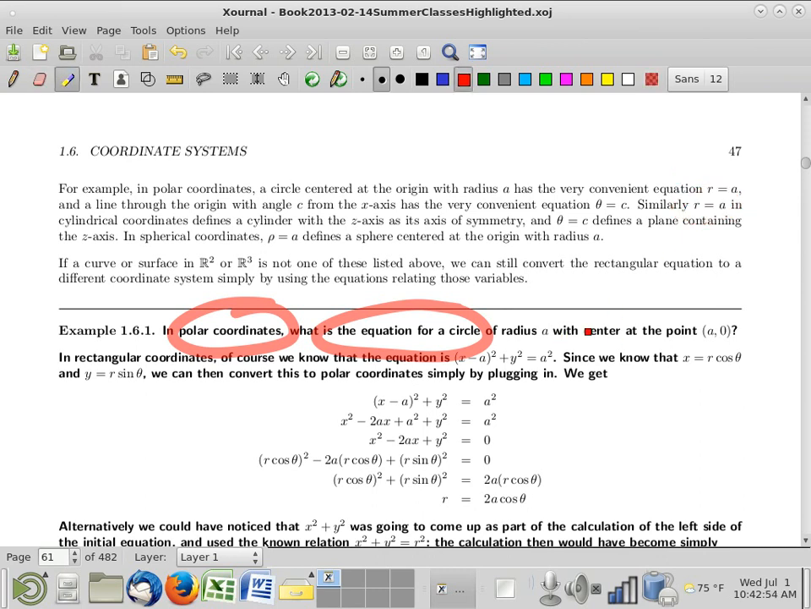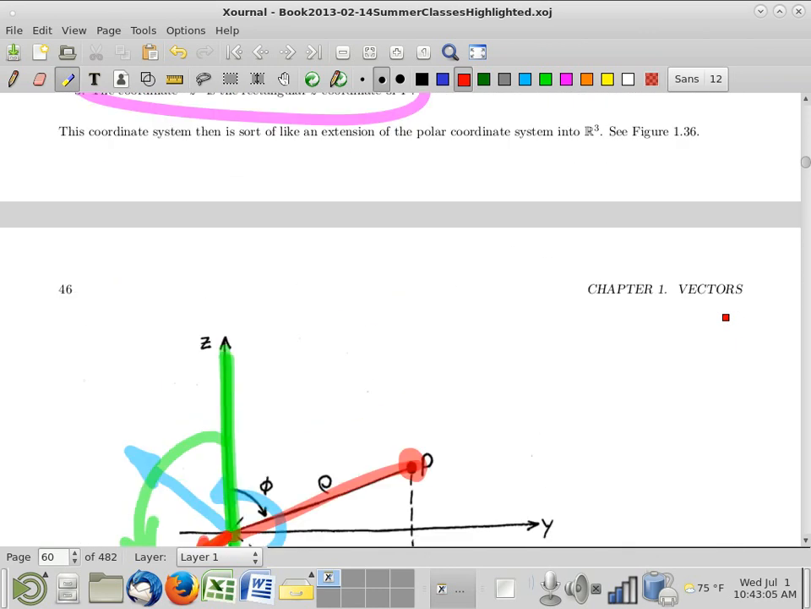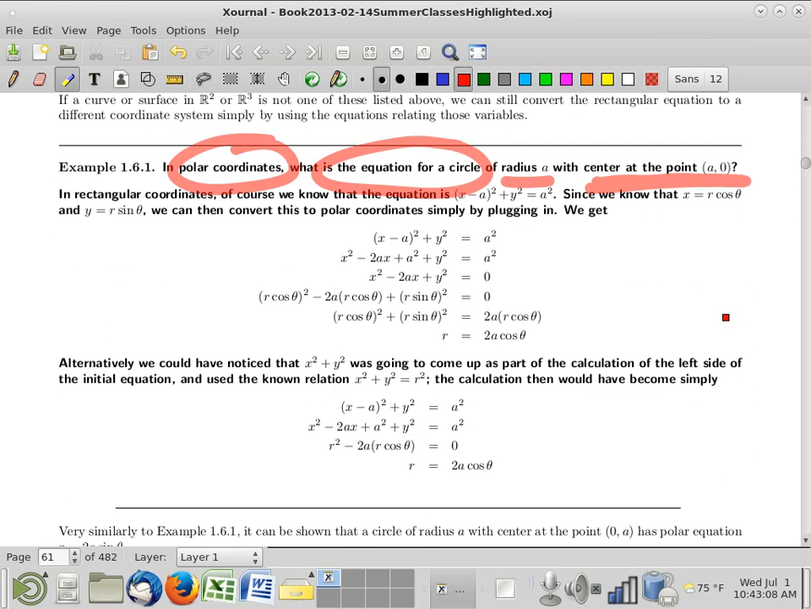What if we have a circle, radius A, but centered at a different point? How can I write down the equation of that circle? Let's see here. I don't have a picture of this, I guess. I'll draw a quick picture. So the picture here is it's centered here at A comma 0, and it has radius A, which means that it goes through the origin, and it kind of sideswipes the y-axis there. So how would I find the equation for that circle?